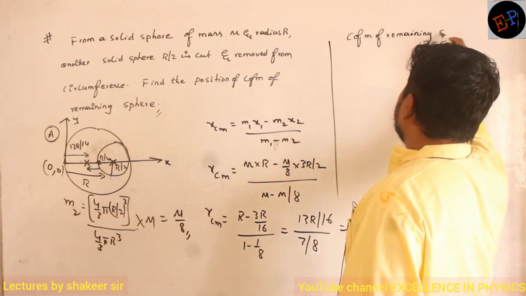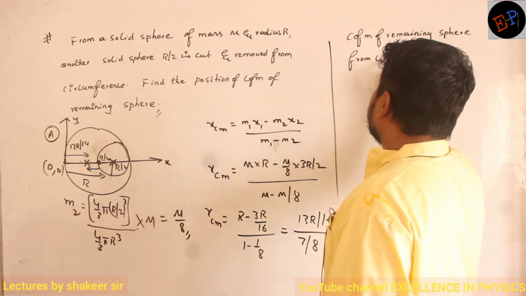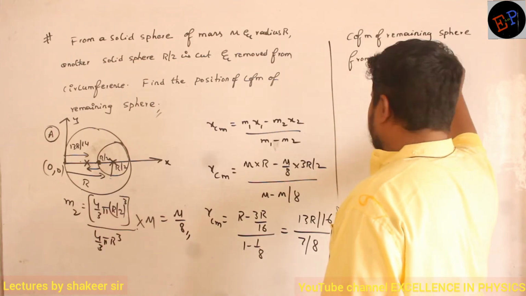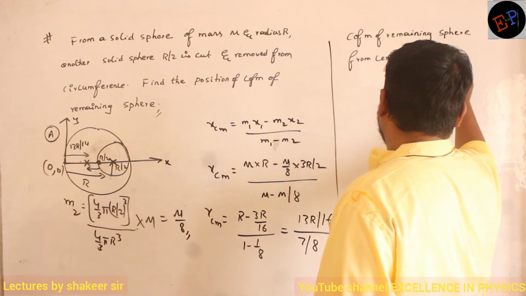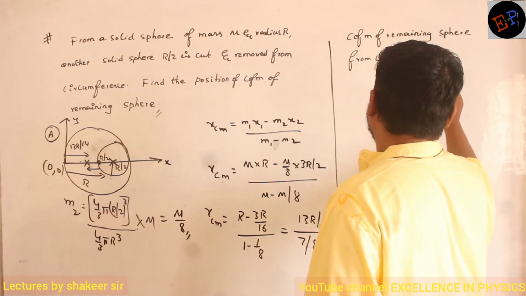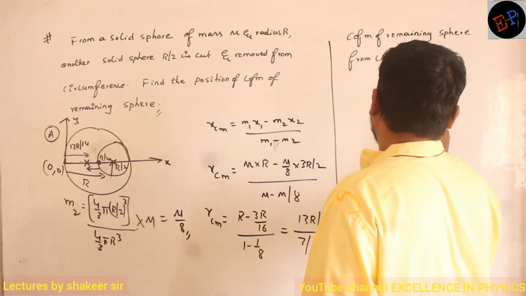So therefore, center of mass of the remaining sphere from the center is how much? It is total radius r minus 13r by 14. Clear now? So therefore 14r minus 13r divided by 14. So how much it is? It is r by 14.